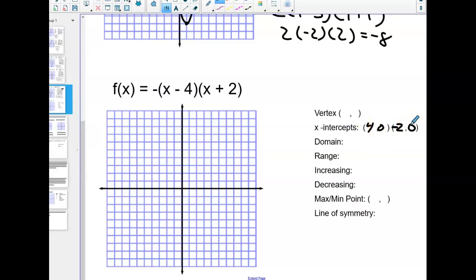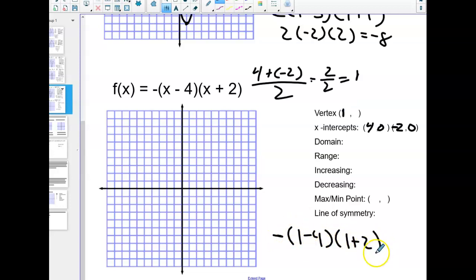Okay, here my x-intercepts are going to be 4 and negative 2. Because that's what makes these parentheses equal to 0. So the average of 4 and negative 2 is 2, 2 over 2, we get 1. Coincidence, we got 1 again, you're not always going to get 1. So now we get negative 1 minus 4, 1 plus 2. Negative, negative 3, 3. And negative, negative 3 times 3 is a positive 9. So my vertex is 1, 9.